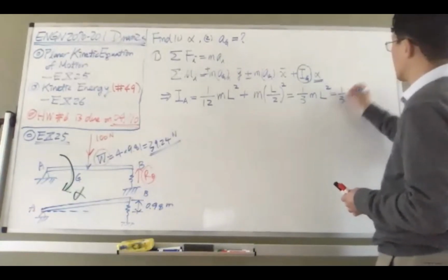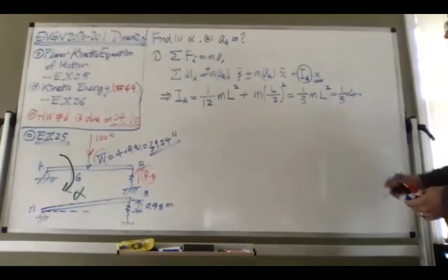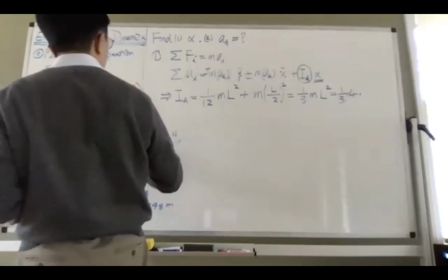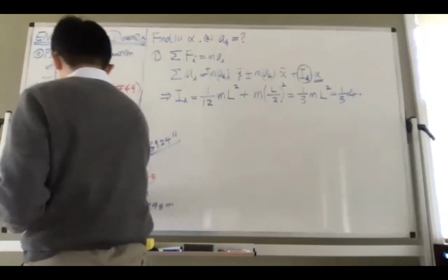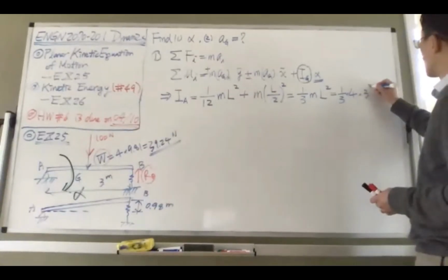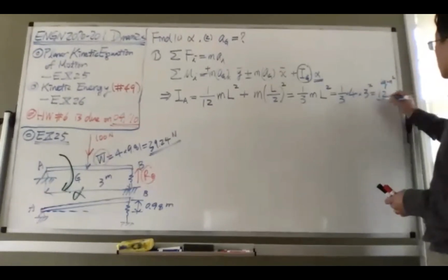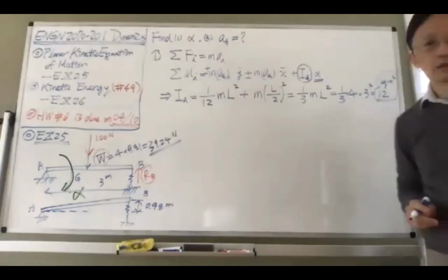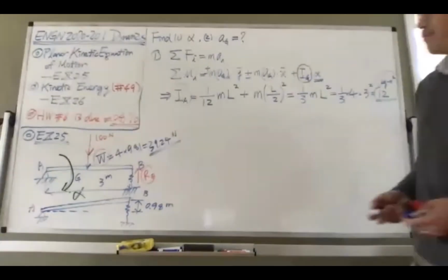One third of the mass, which is 4 kilograms, and the total length is 3. I believe we had this information before. From here to here, this is 3 meters. So multiply by 3 squared, and this will give us just 12. The unit is kilogram meter squared. So this is the mass moment of inertia at the center of rotation, IA, and we found this value.